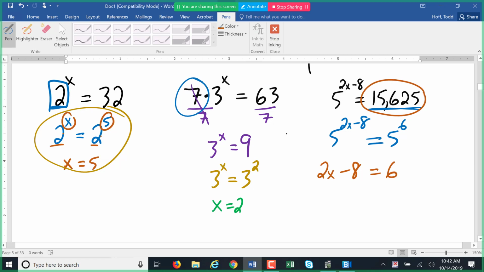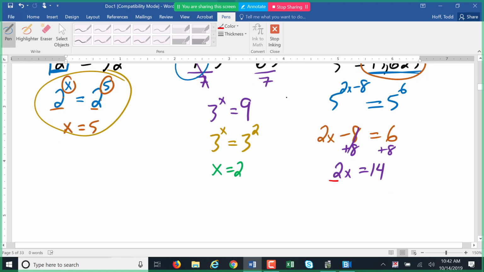Now we're going to go about solving the equation. We'll add 8. So 2x equals 14. And we'll divide by 2 to get x equals 7.